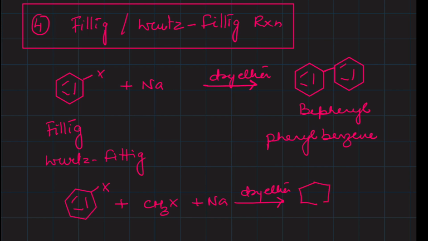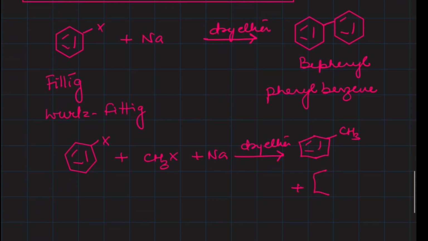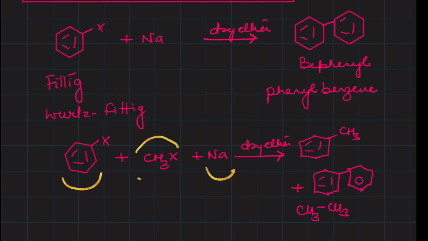So you get toluene, you get biphenyl, and you get ethane. What is actually happening is this is giving Fittig, this is giving Wurtz, and then you are getting a combination which is Wurtz-Fittig. Let's move on to the next one.